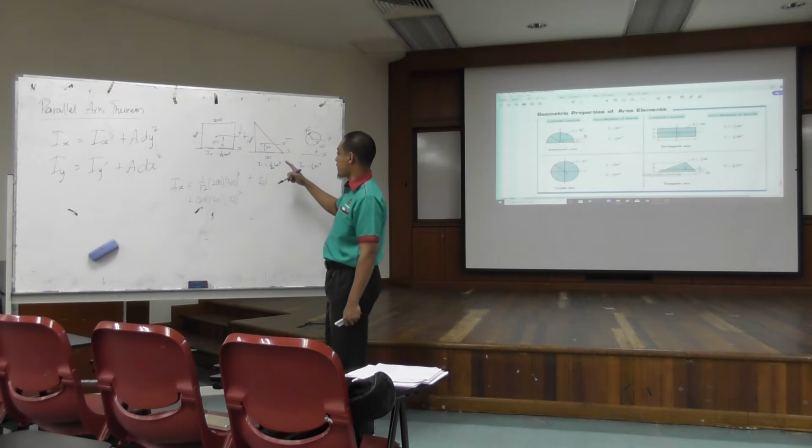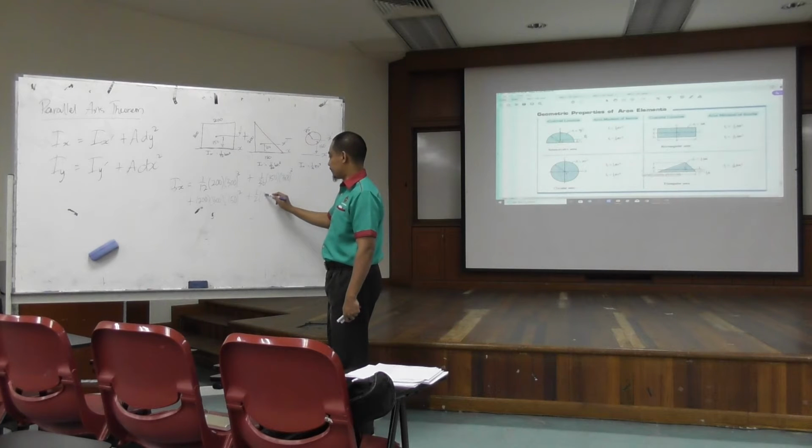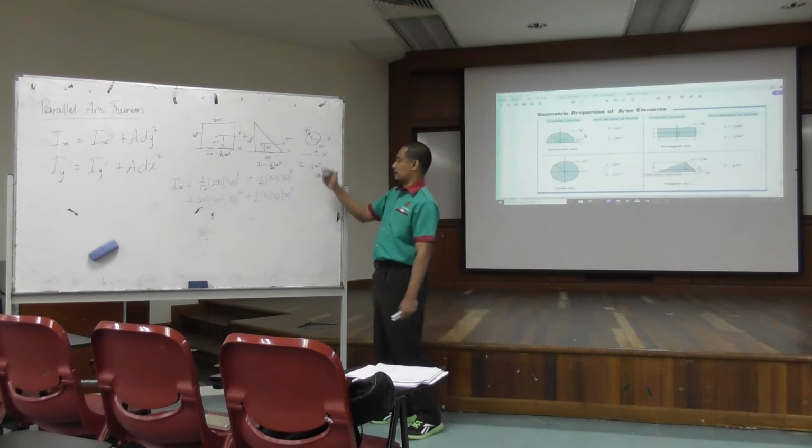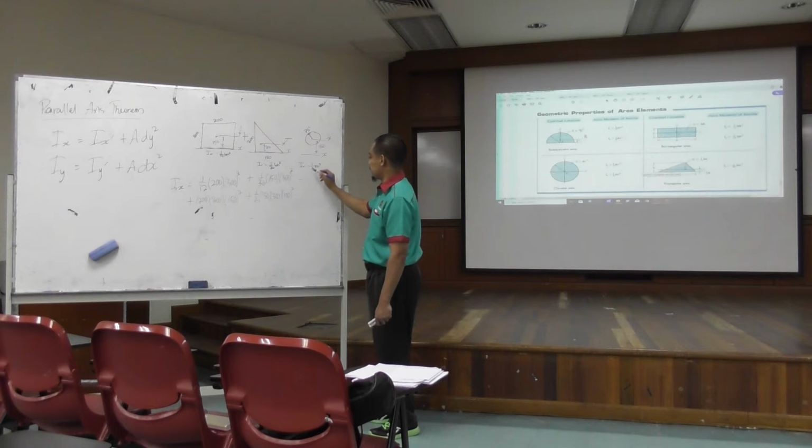B will be 150, H will be 300. So you have the cube there, plus area will be half times 150 times 300. Dy square will be 100 square, right? And that should be minus this one, so we'll have to minus everything. So minus 1 over 4 pi 75 over 4. Of course, minus also A dy square.